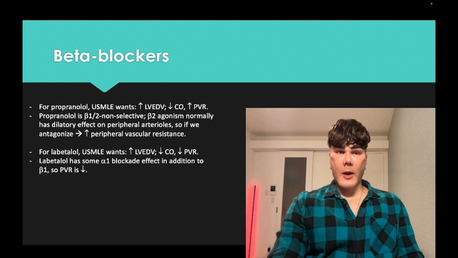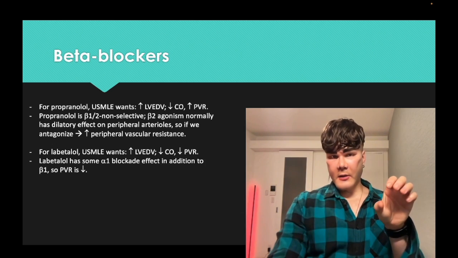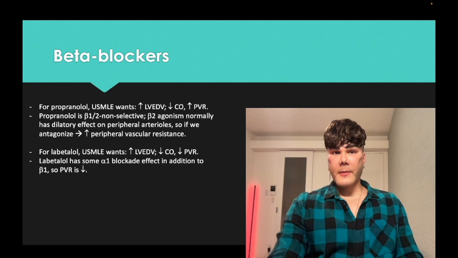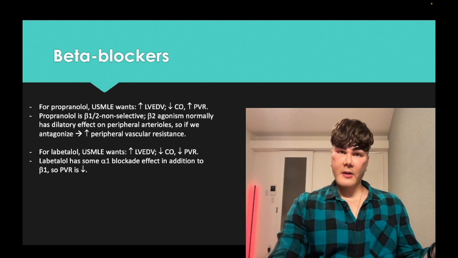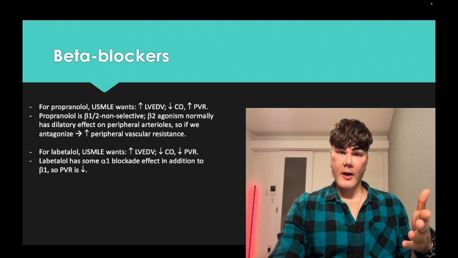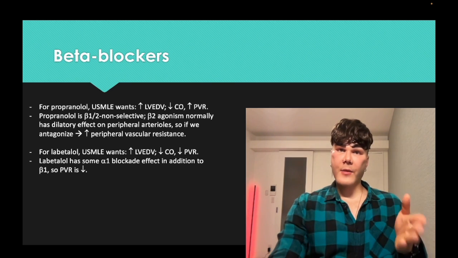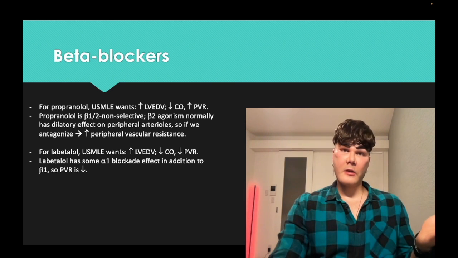And then the beta blockers, and I put a spacing between them because I really want you to see this separation here. We said that beta blockers, so the negative effect on beta 1, is going to increase left ventricular end diastolic filling and decrease cardiac output. But labetalol, because it antagonizes alpha 1, is going to lead to a decrease in peripheral vascular resistance.